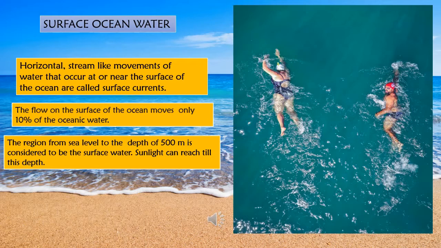Generally speaking, warm waters flow towards the poles and cold waters flow toward the equator. The flow on the surface of ocean moves only 10% of the oceanic water. The region from sea level to the depth of 500 meters is considered to be the surface water. Sunlight can reach till its depth. For example, students, as you can see in the given picture, these swimmers are swimming on the top layer of the ocean waters.